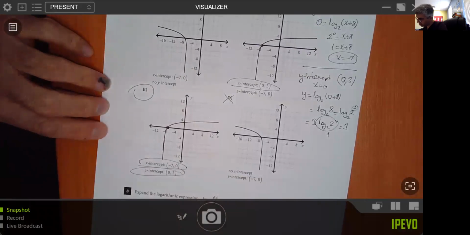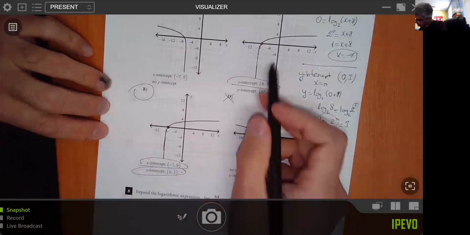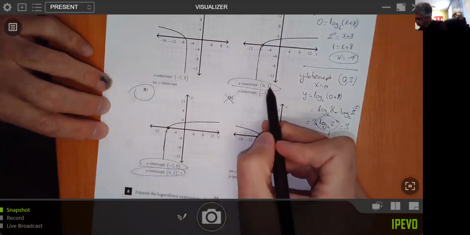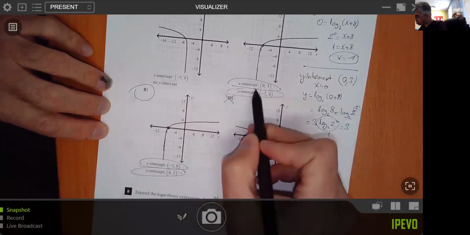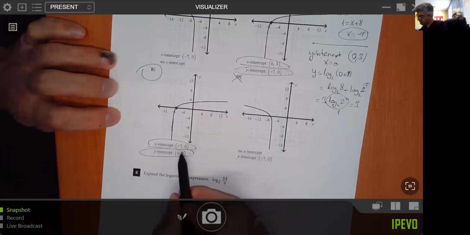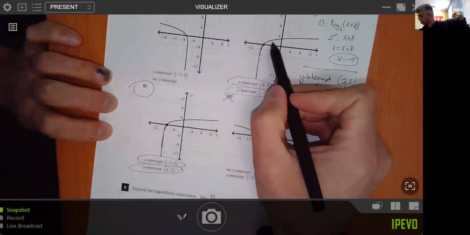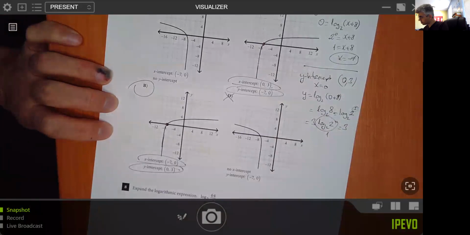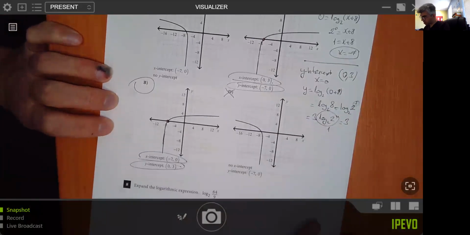It's a nice question. The graphs are the same, but here they just changed the x-intercept and y-intercept. We have to be aware. Don't pay attention to the graph only, but also check the written text below the graphs.